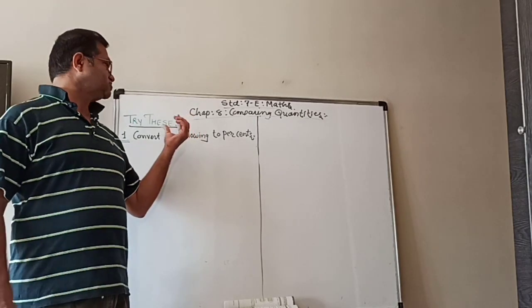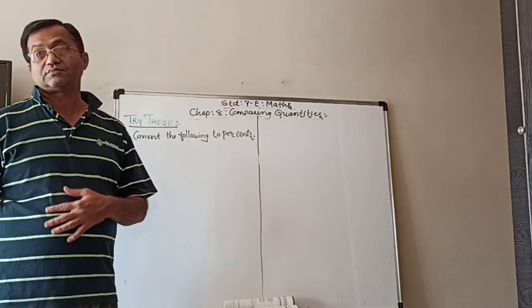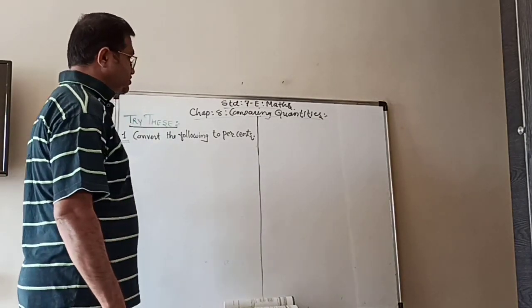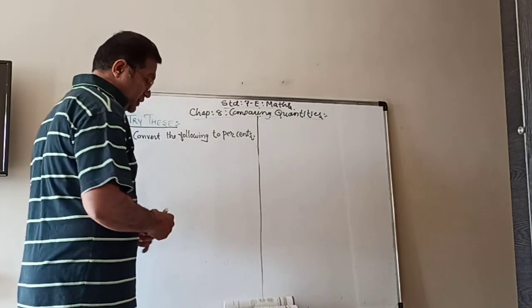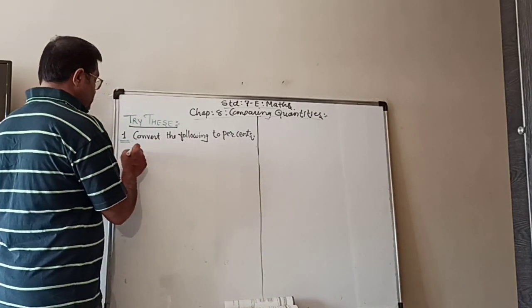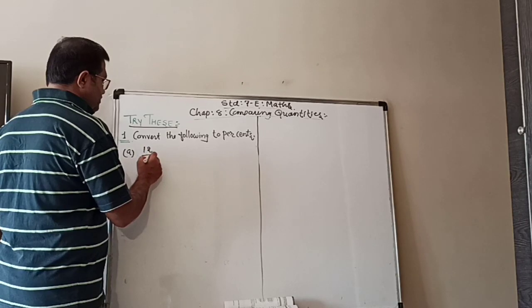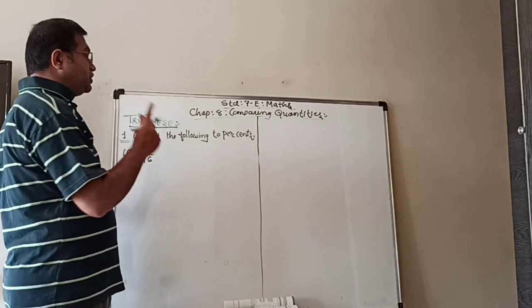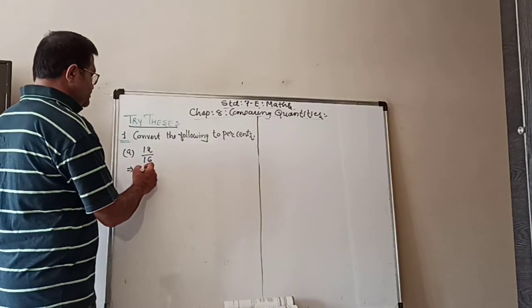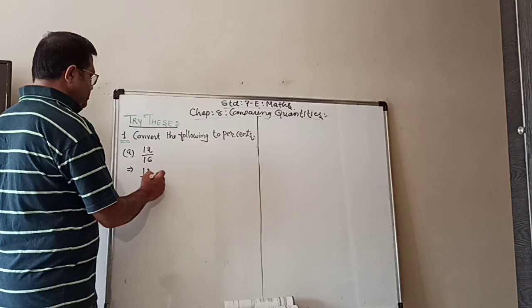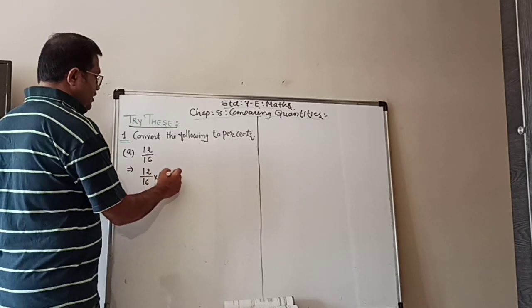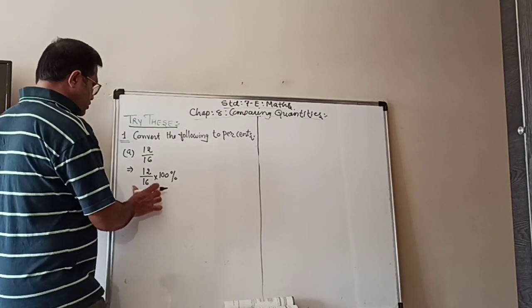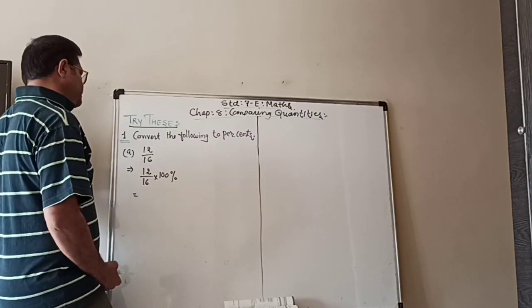Now let us do the questions in Try This. Question number 1 is to convert the following to percents. Whatever we learned, we are going to apply here. A. It is 12 upon 16. Now we have to convert it into percent. I already explained, it is equal to 12 upon 16 multiplied by 100%. Now we have to do the simplification.